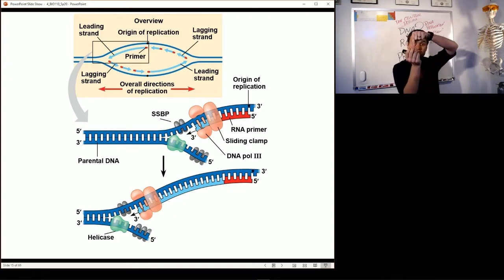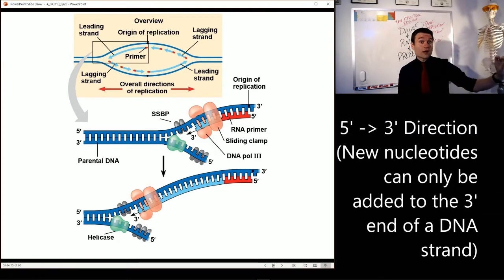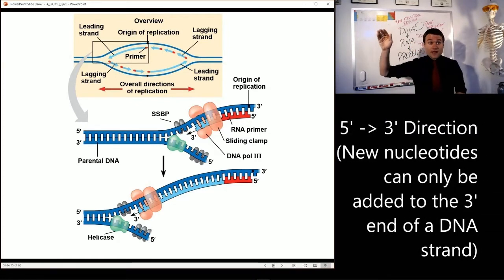So we have the origin of replication at some point in the middle of the DNA molecule, and we break the hydrogen bonds there in order to open it up. When you peel the two halves away from each other, you get a replication fork on the left and a replication fork on the right. Now, DNA replication can only occur in the 5' to 3' direction. That is, we have to add new DNA nucleotides to the 3' end of the strand that we are working on.